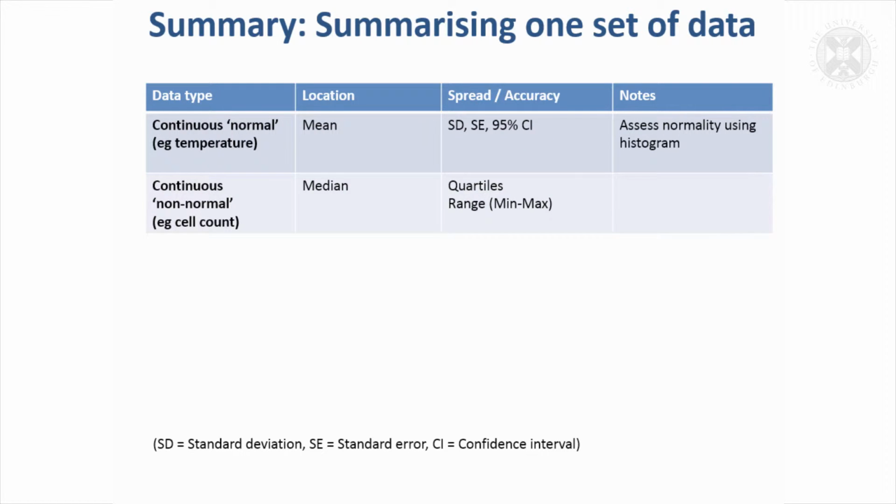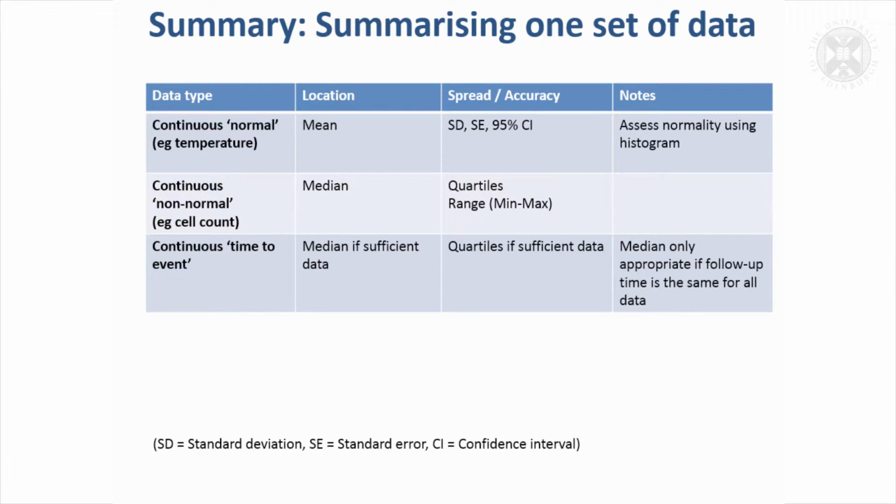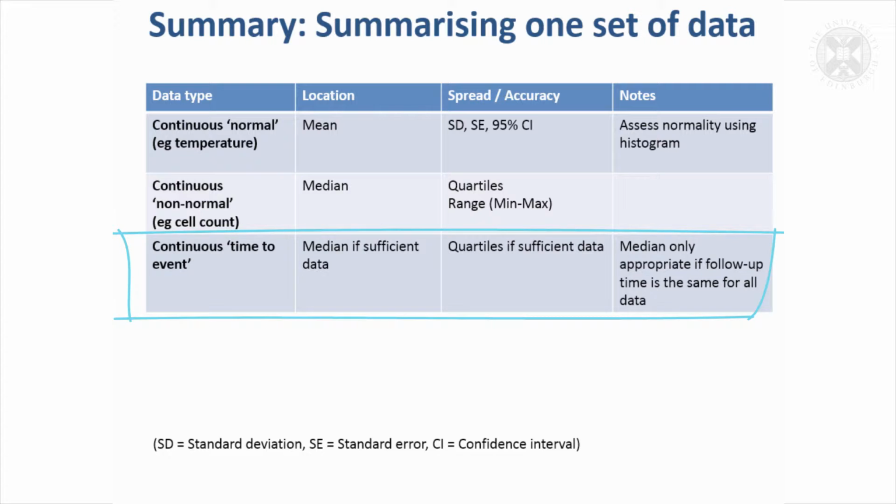If you've got a continuous measurement, but it's non-normally distributed or it's got quite a skewed or odd distribution, then the median can be more appropriate. Then you would summarise the spread of the data by the quartiles that I mentioned, and you could also give the range if you felt a bit more information was needed about the distribution.